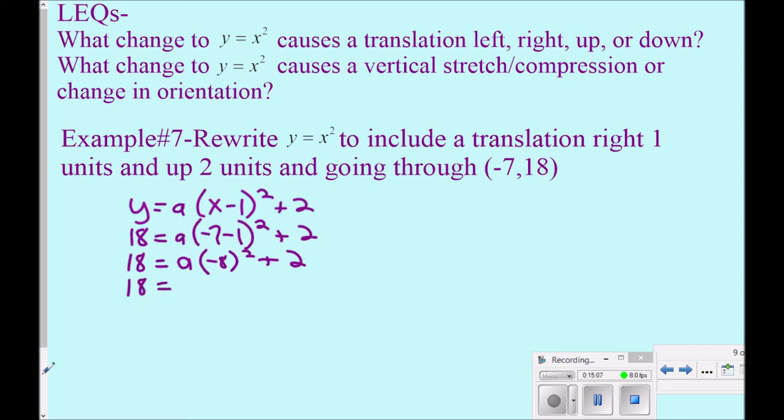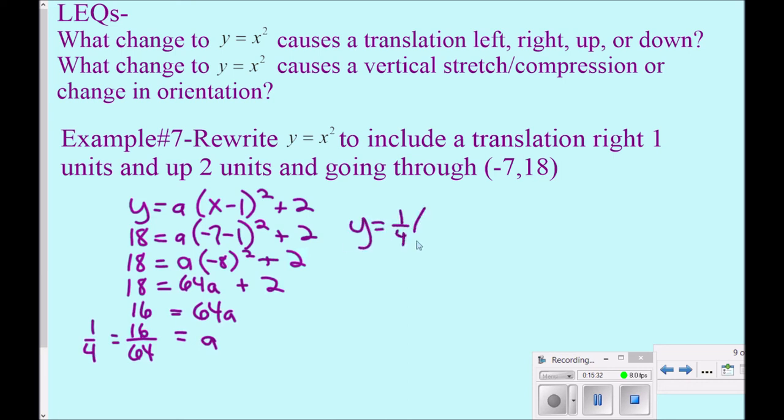So order of operations, exponents. First, negative 8, the quantity squared is 64. 64 times a is 64a. Next, subtracting 2 gives me 16. Dividing both sides by 64, so I have 16/64, which we know simplifies to 1/4. So we have our equation, y equals 1/4 times the quantity of x minus 1, the quantity squared, plus 2. That is our equation. And again, looking at the a value, we can see that this graph has been vertically compressed because of the 1/4.